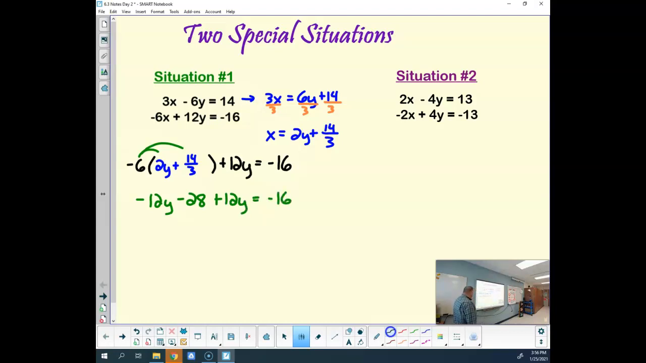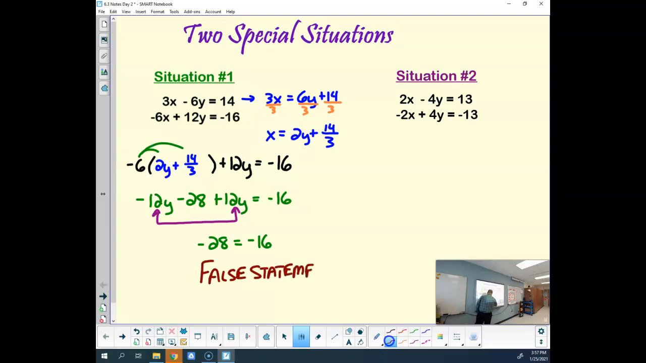Here's where the special situation happens: negative 12y plus positive 12y makes 0. So we get negative 28 equaling negative 16. And that, ladies and gentlemen, is a false statement. And that is where we have an issue, because we don't have a variable for which we can solve.